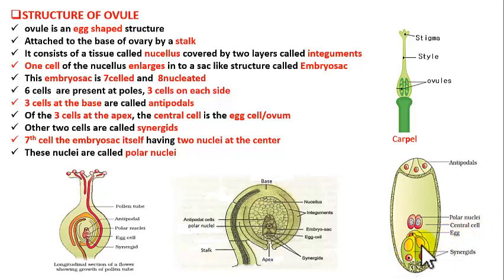2 cells which are adjacent to the egg cell, one on this side and one on the other, those cells are called synergids. So the basal cells are called antipodals, and at the apex, one cell is the egg cell and the 2 other cells which are adjacent to the egg cell are called synergids.